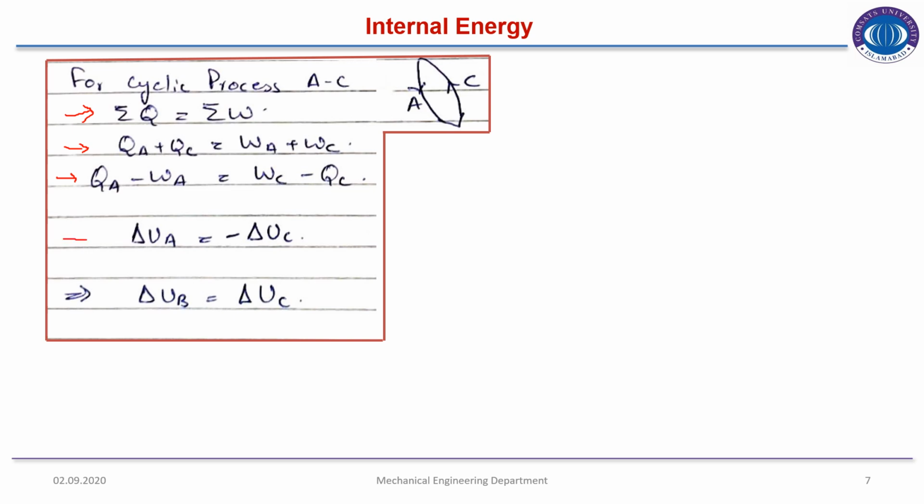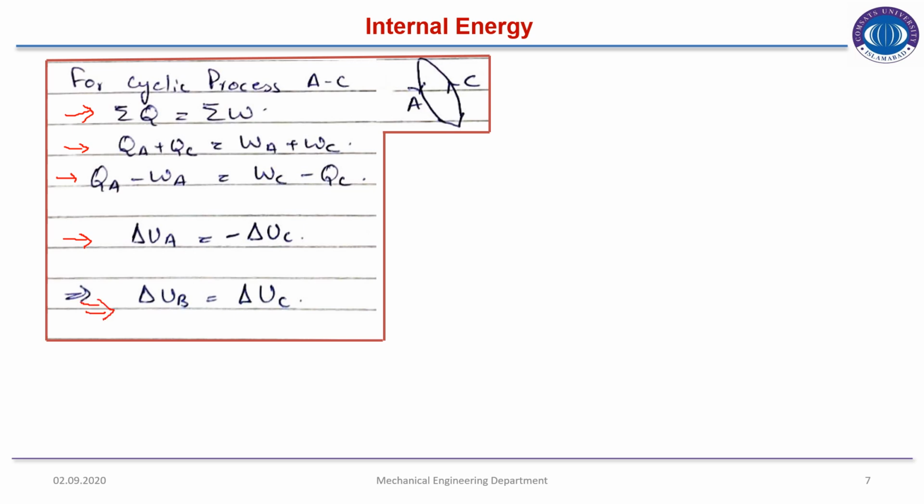As we know that the left hand side and right hand side represent the internal energies of the path. So del UA, the internal energy for path A, is equal to the negative of del UC, the internal energy for path C.